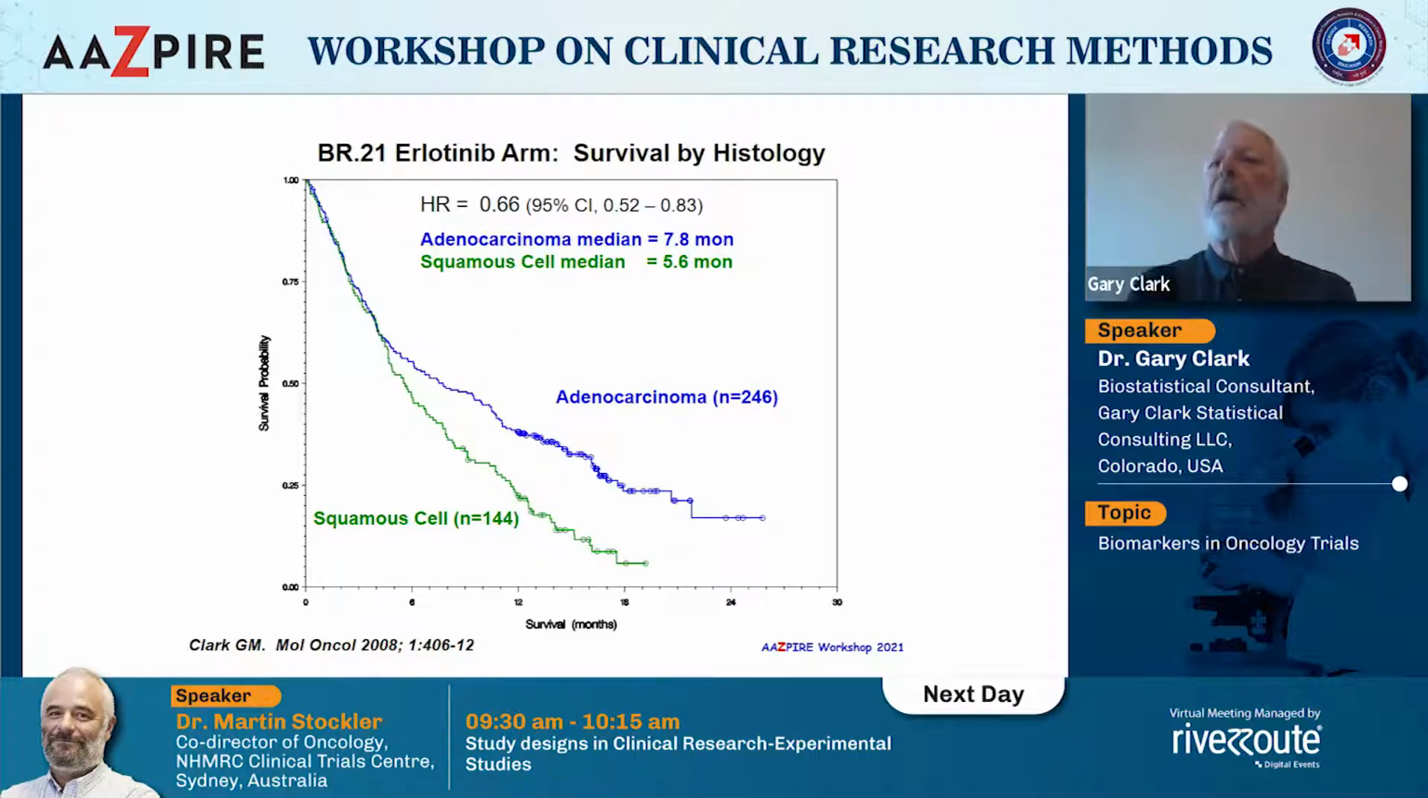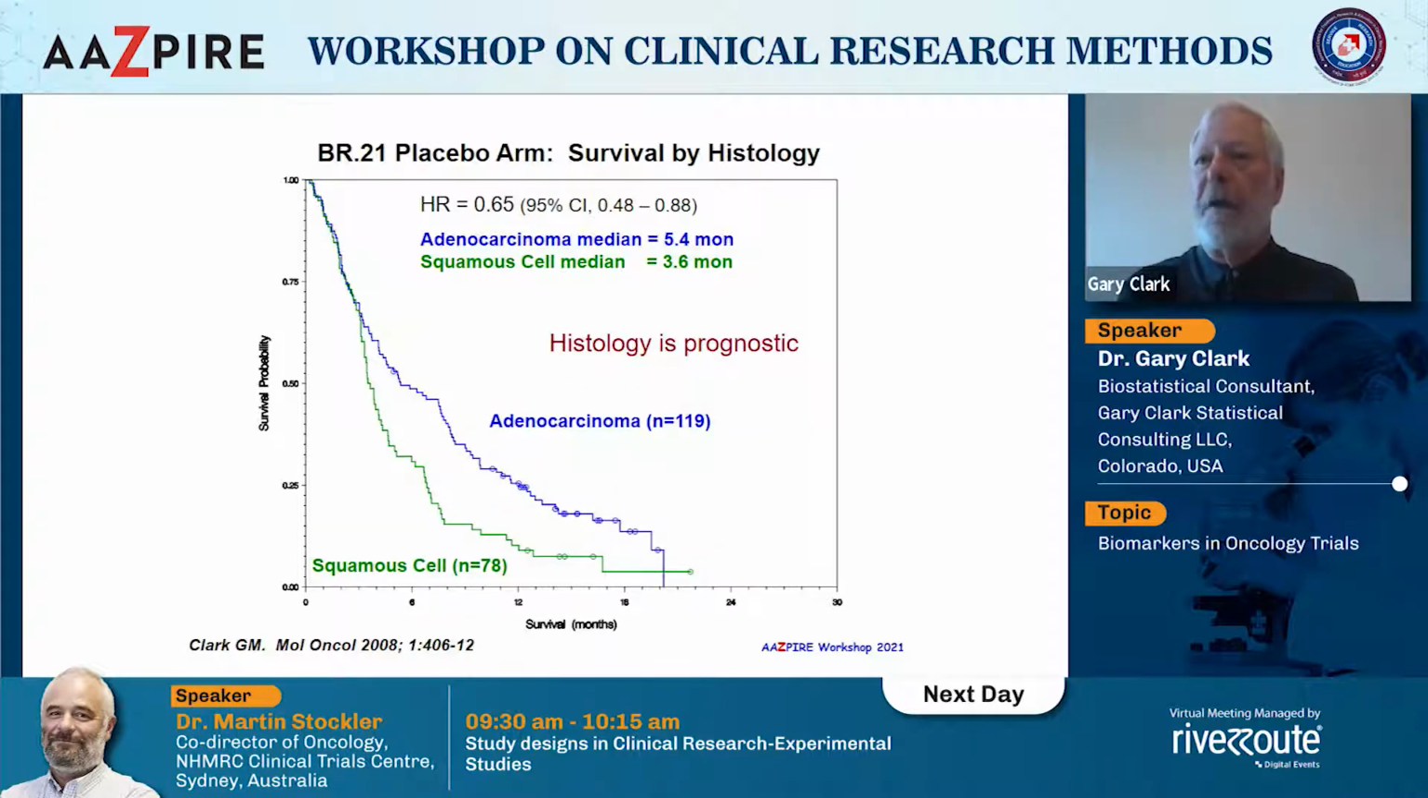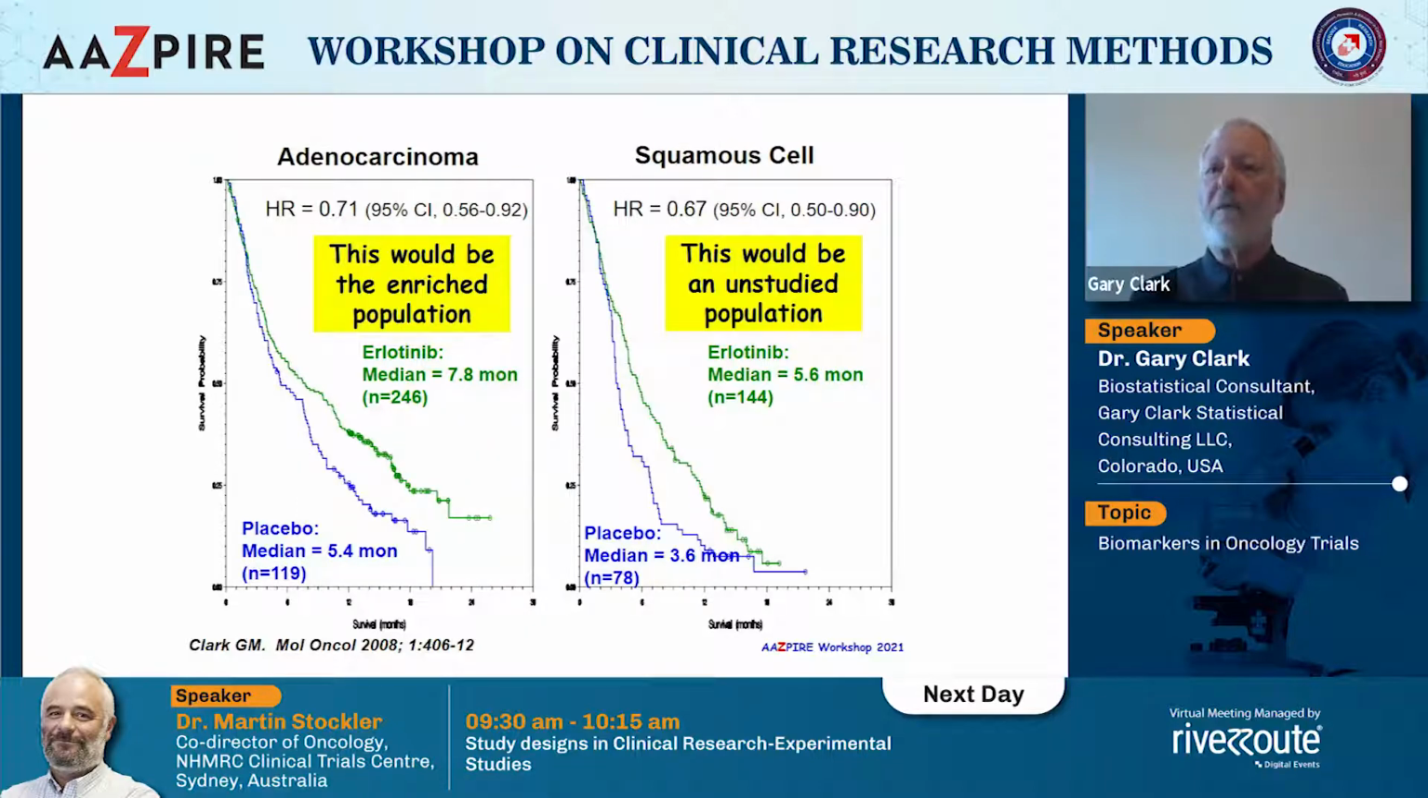Well, here's survival by histology in the erlotinib arm. And yes, indeed, the patients who have adenocarcinoma have a much better outcome than the patients who had squamous cell. But this is the erlotinib arm. What about the placebo arm? Just like gender, histology is prognostic. Patients who were treated with placebo, who had adenocarcinoma, had a much better outcome than patients who had squamous cell carcinoma. And if we put them side by side, there's a lot of white space between both of them. The curves are different again, just like they were with gender. Hazard ratios, however, are just about the same.